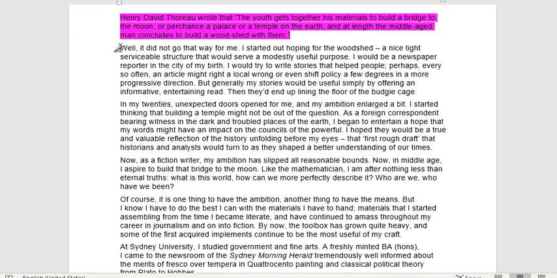Well, she gives us this. "Well, it did not go that way for me." All right. So she's again kind of humbling herself in this instance to say, well, there are these beautiful ideologies out there, but this isn't exactly how it worked for me. Jumping down. "But generally, my stories would be useful simply by offering an informative, entertaining read. Then they'd end up lining the floor of the budgie cage."